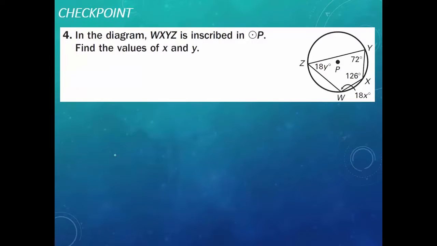Okay, checkpoint problem number 4 is yours. In the diagram, WXYZ is inscribed in a circle with center P. Find the values of x and y. I'll give you a hint. You need to use theorem 10.11 to solve for the values of x and y.